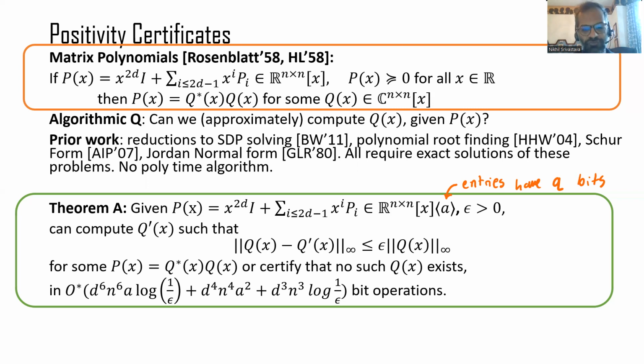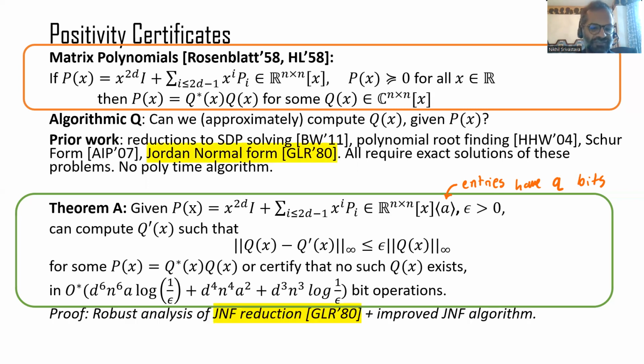So I won't tell you the full proof of this theorem. The analysis basically contains two components. One is a robust analysis of this reduction to Jordan normal form due to Gohberg, Lancaster, and Rodman. And the other component is an improved algorithm for Jordan normal form. So I'll spend the rest of the talk telling you what that improved algorithm is. And once we get that algorithm, that gives us Theorem A.